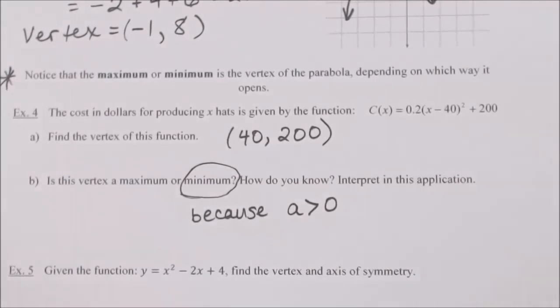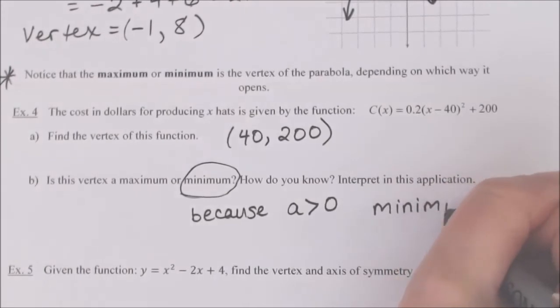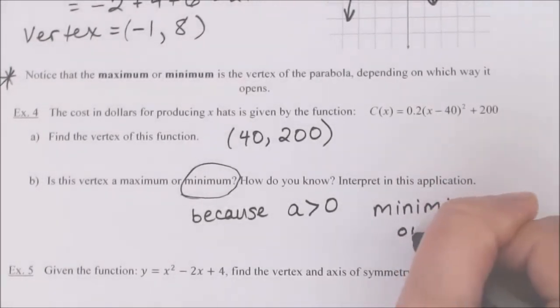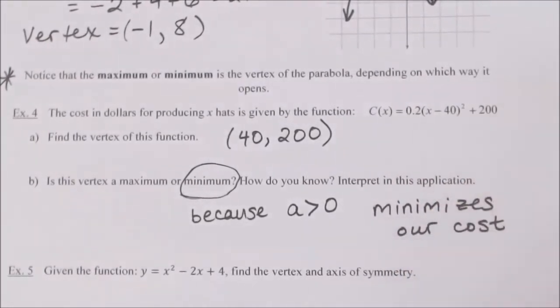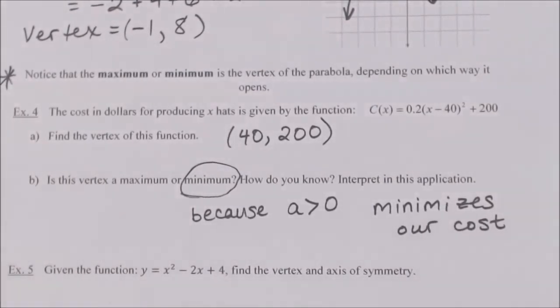Interpret this in the application. If we're talking about a cost function, what does this do? This minimizes our cost. And that was the application here, that it minimizes our cost. Think about if you're a business major and you're running a company, your goal would be to minimize the cost to your company, and this would be one thing you would possibly look at.